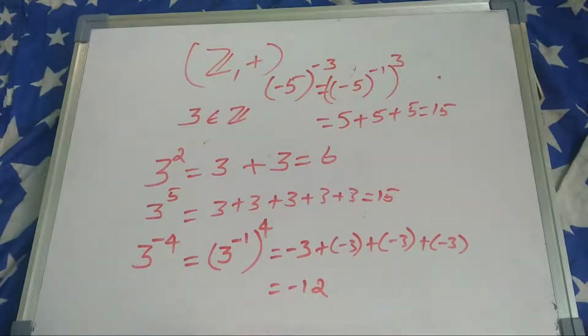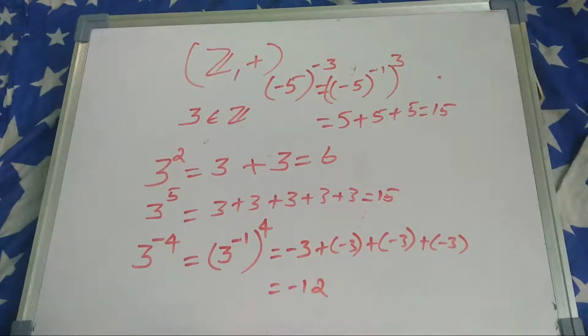Good Bijal. So in integers, a power n refers to the usual multiplication of n with a. So n is an integer, a is also an integer. You are multiplying n and a. The usual multiplication will give you a power n in Z, plus.